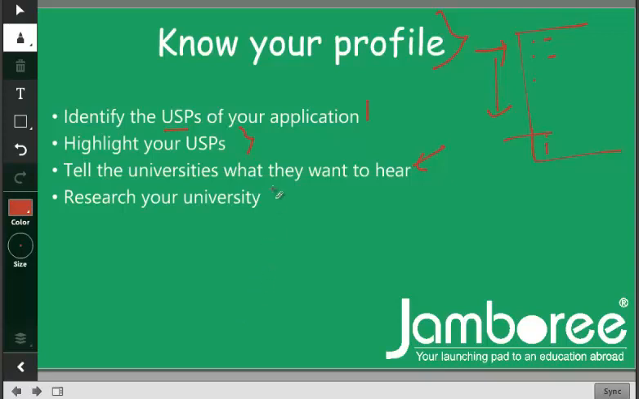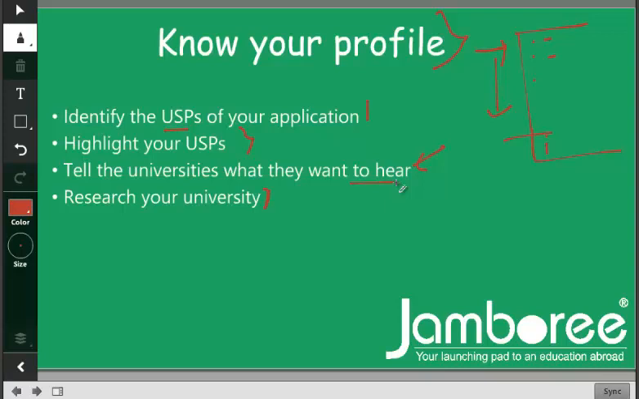A lot of students don't do this. They usually have a standard set of essays, career goals essays, and they use the same content to apply to different types of universities, which is not very wise. You have to make the best of your applications. You have to put in more than 200% effort in each of your applications.